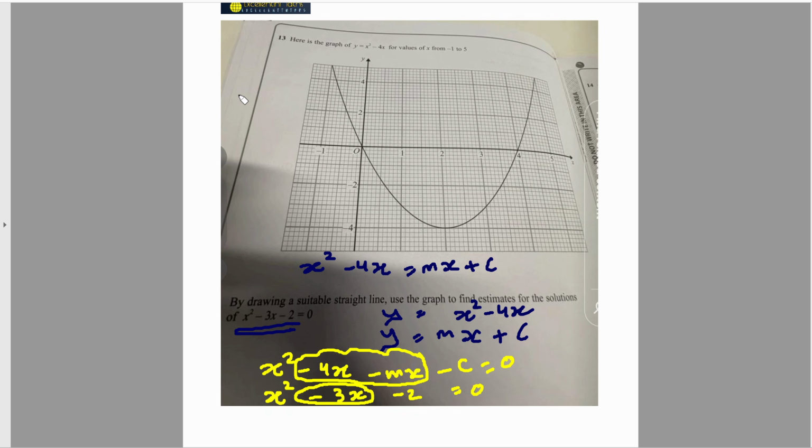So if I write here, it's going to be minus 4x minus mx equal to minus 3x. Rearrange this to find m, so cancel all x's. So you get minus 4 minus m equal minus 3. So add 3 to this side and add m to the other side. So m is minus 1. Now you can see here that minus c is the same as minus 2, so c is 2.